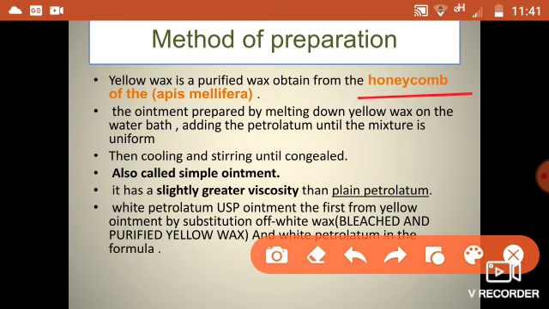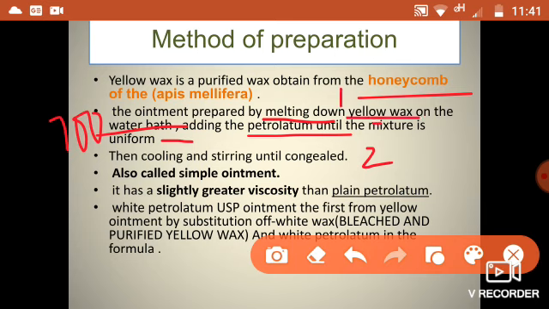The ointment is prepared by melting down the yellow wax. You have to melt down the yellow wax, which we take in 50 grams, in a water bath at a temperature of 100 degrees centigrade. Add the petrolatum, the second ingredient, until the mixture is uniform. The first ingredient is yellow wax. Mix both of these substances and melt until the mixture is uniform. Then cool and stir.